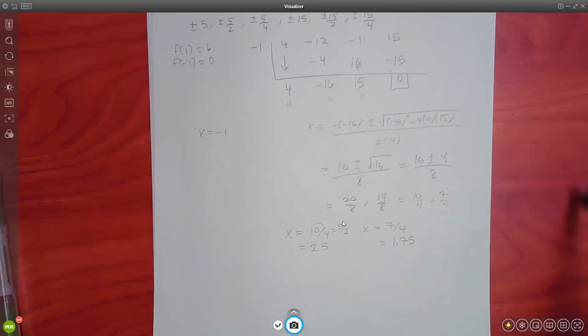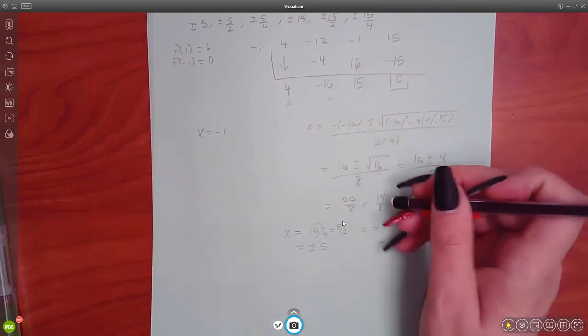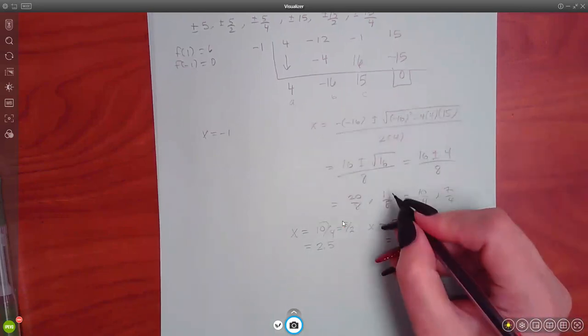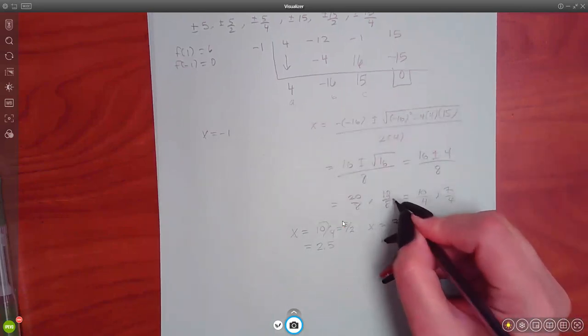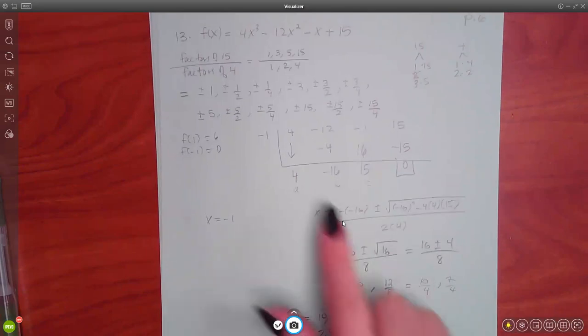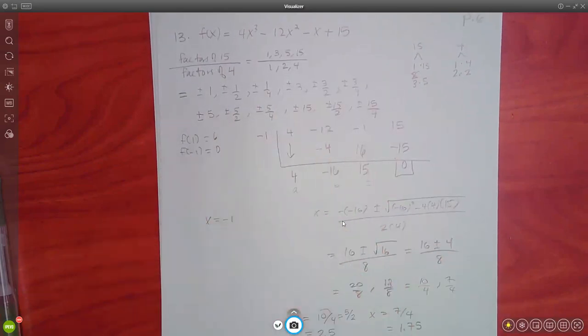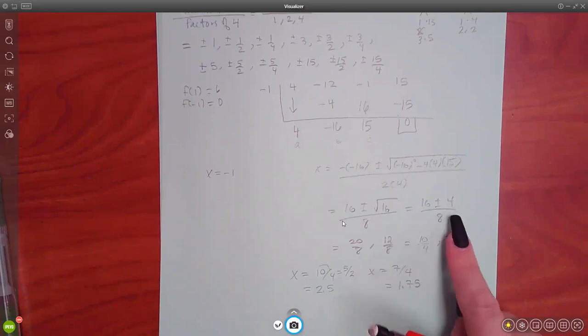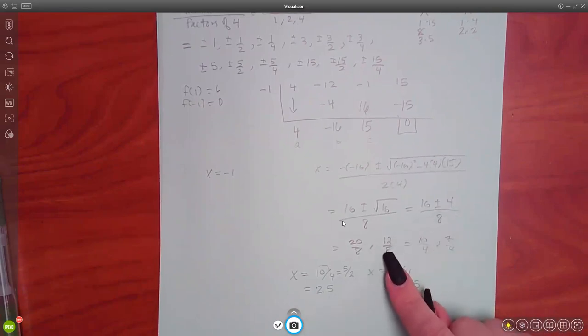Oh, I messed up here. What is 16 minus 4? It's 12. And why did I know that I messed up? Because I ended up with 7 over 4. Is 7 over 4 even in this list? It's not, right? That's what made me wonder, how did I get 7 over 4? So then I went backwards, and then I went backwards, and I was like, oh, I don't know how to subtract.